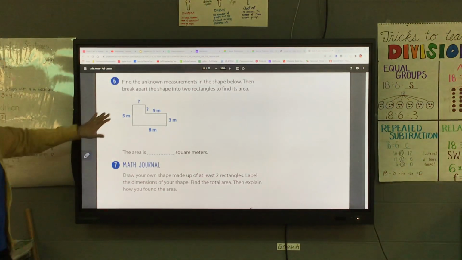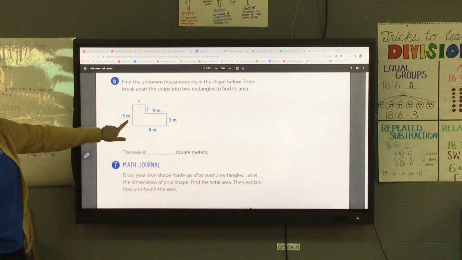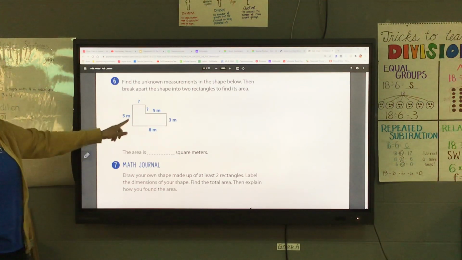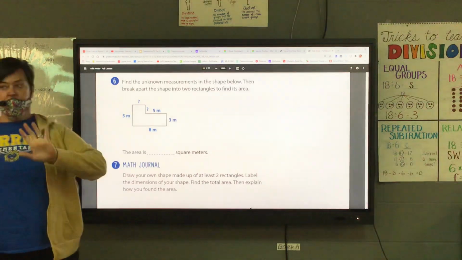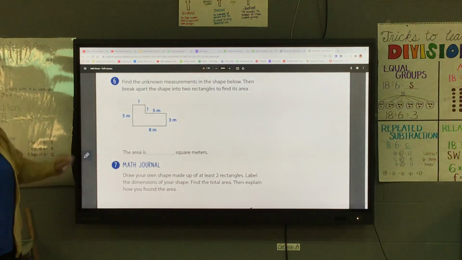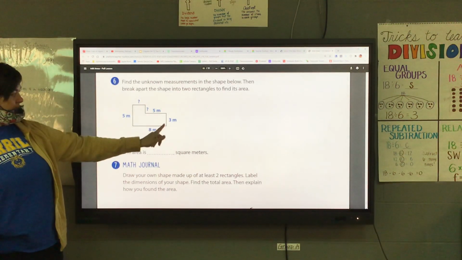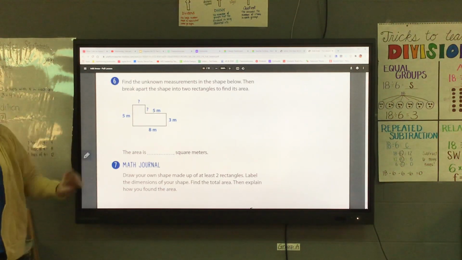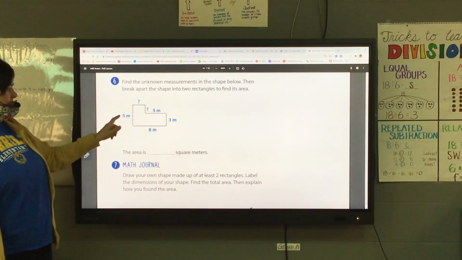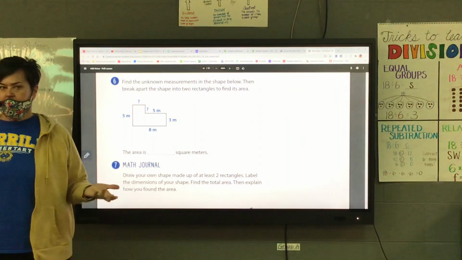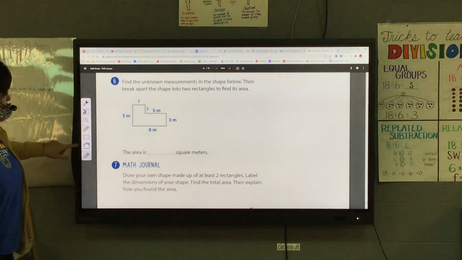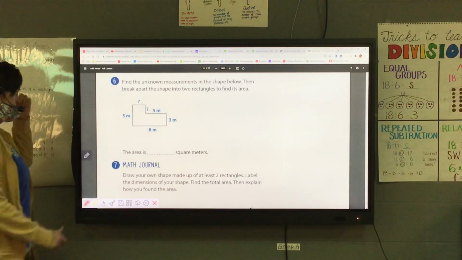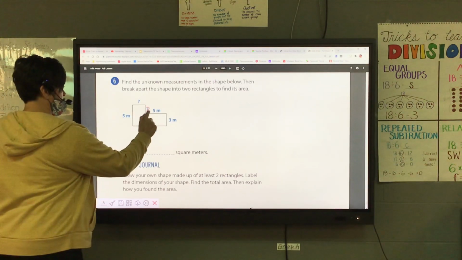So looking at this side, and if we look over here, this whole width is 5 meters. It tells us that this part of that width is 3 meters. So 3 plus what equals this 5, everybody? 2. Okay, so what would we fill in beside that question mark? 2. It's a 2, right?